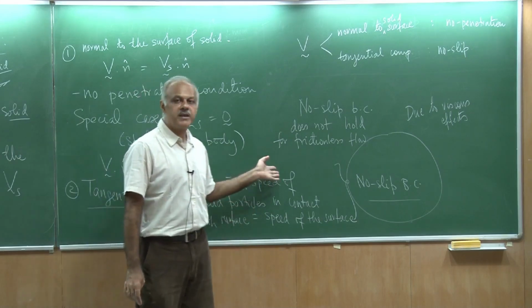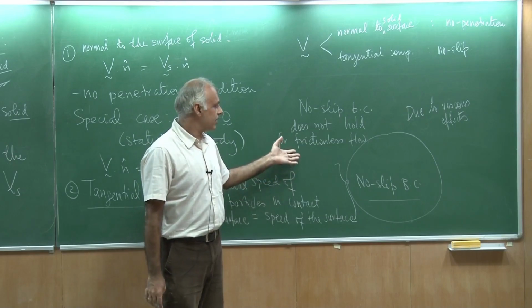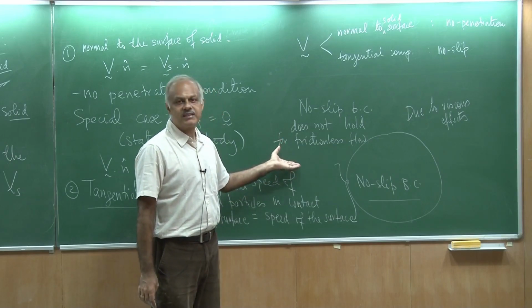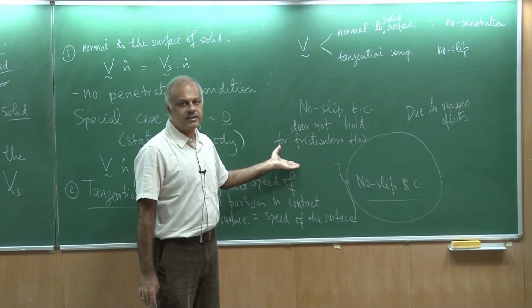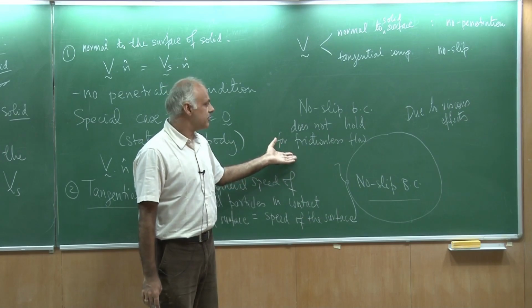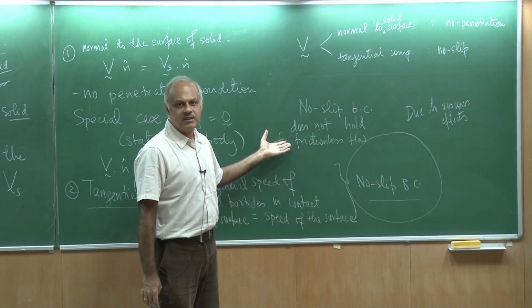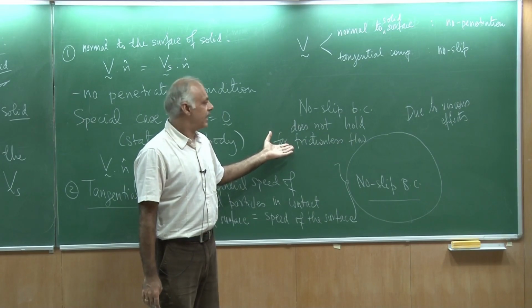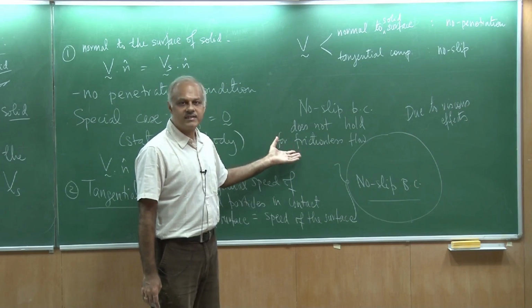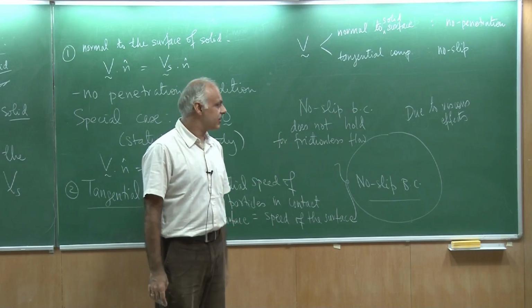So we are going to stop here and continue with boundary conditions in the next class, and I would like to introduce you to a system of two fluids. What happens if instead of a solid surface you had the interface between two fluids? That is a little bit more interesting and we will continue on that in the next class.